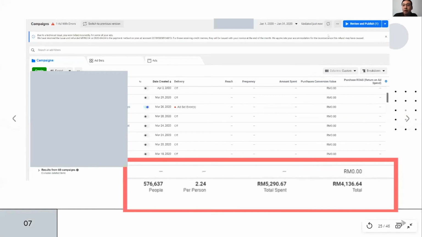This is one of my friends. I highlight the important things with the red color in the box. You see, this person actually spent 5,000 on their ads. 5,000. Then he took a very high risk, he just tried to spend on it. He thought that spending money would get results, and then he only got back 4,000.